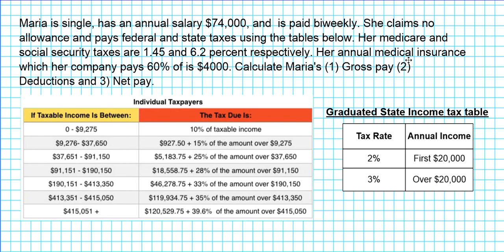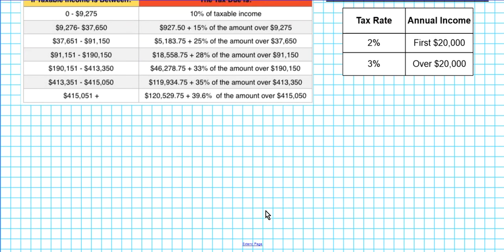Her Medicare and Social Security taxes are 1.45 and 6.2% respectively. Her annual medical insurance, which her company pays 60% of, is $4,000. Question. Calculate Maria's number 1, gross pay, 2, deductions, and 3, net pay. Alright, we're going to start out by calculating the gross pay.